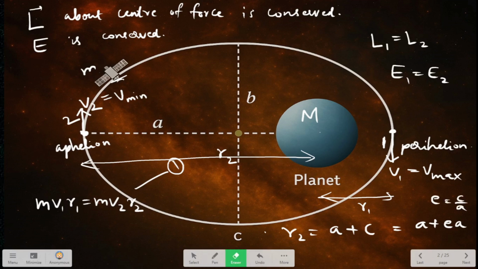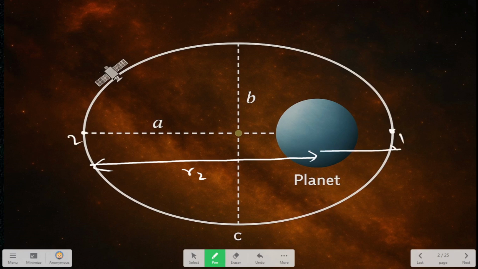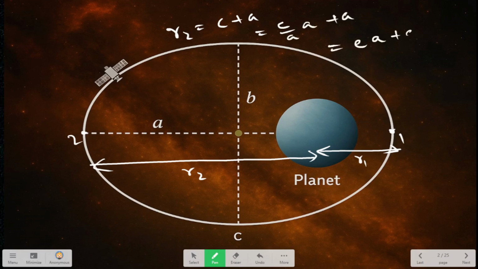I think we will erase all things and then we can do this. So R2 is this distance, this is point 2, this is point 1, and this distance is R1. So R2 is equal to C plus A, which is equal to C by A into A plus A. So this is equal to EA plus A, which is A into 1 plus E.